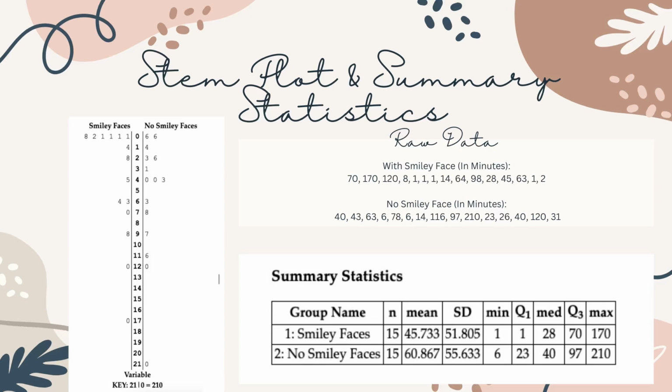We chose a back-to-back stem and leaf plot to show our data. You can see that the smiley faces are skewed left, while our no smiley faces is skewed right. Our raw data is in no particular order.